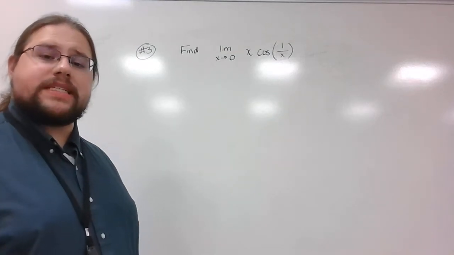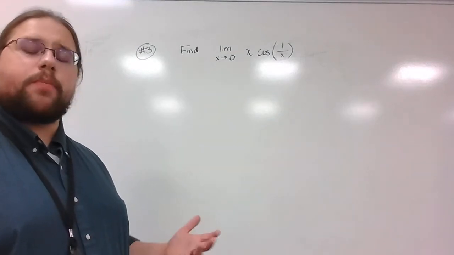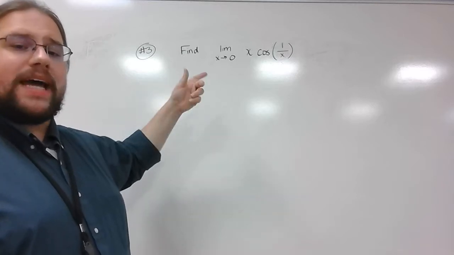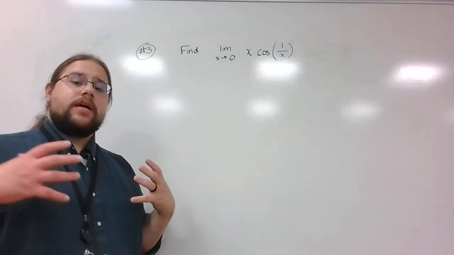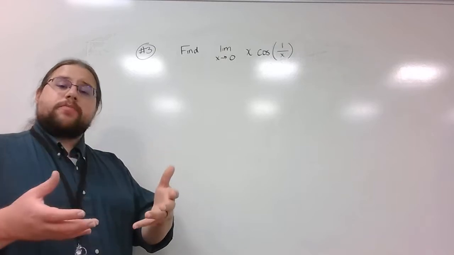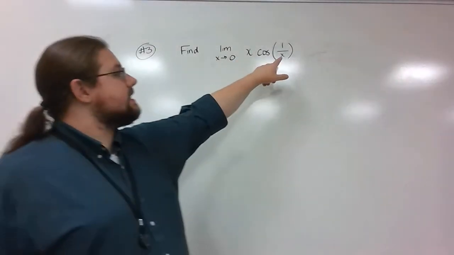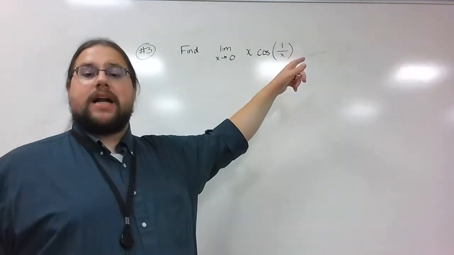So I wanted to do another example applying the squeeze theorem to a problem. In this case, we're going to find the limit as x goes to 0 of x times cosine of 1 over x. Now, here's the thing. One of the things you probably noticed is that we cannot plug in 0 and actually find out the answer. Again, x is in the denominator, so we would end up trying to divide by 0.